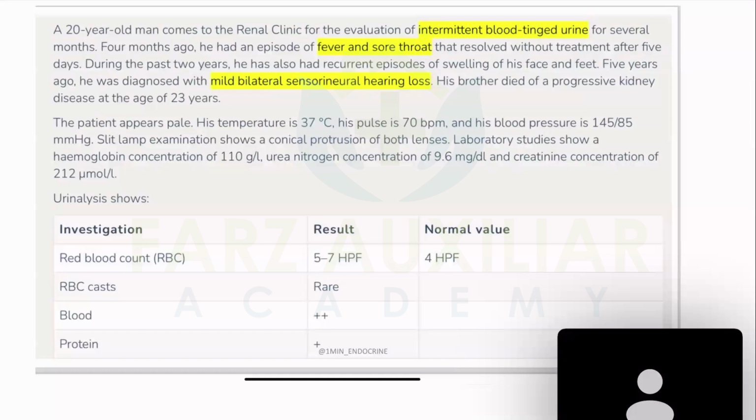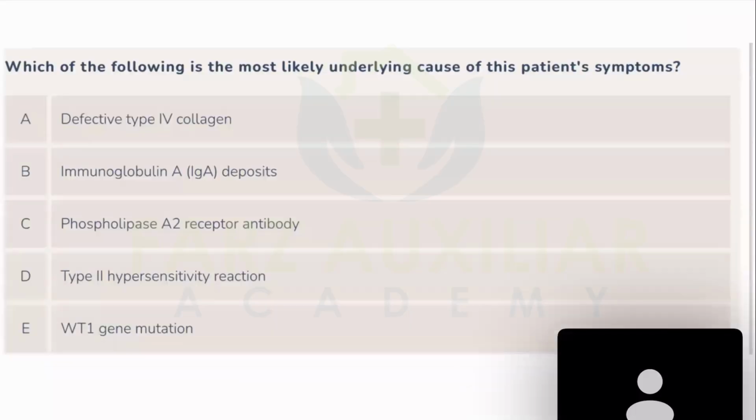I think everybody has seen the question. So these are the options.